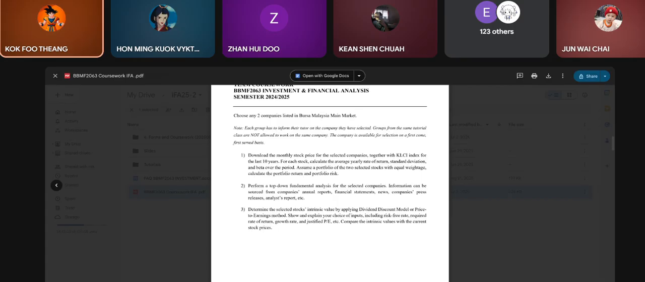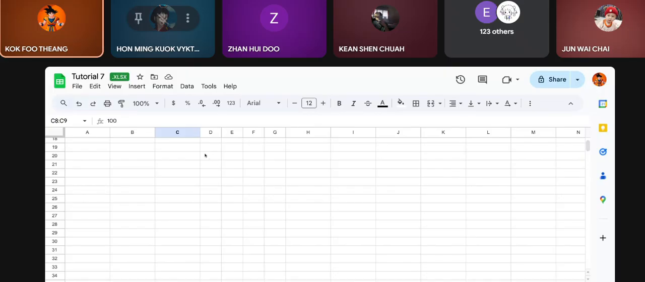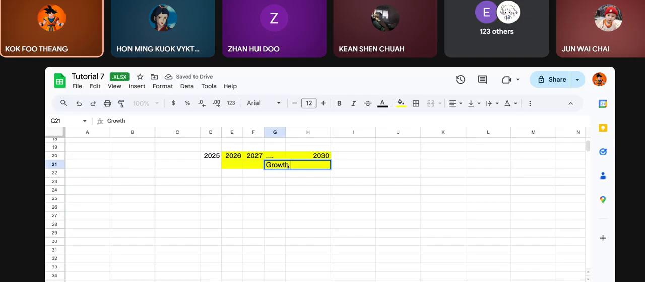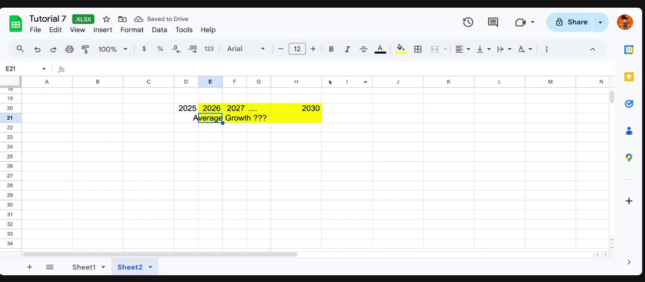You see here, now it's 2025. So 2026, 2027, and so on until, let's say, 2030. This is just an example. The growth rate is this. What we want is to find the average growth for this period. This is what we want, the average growth for this period.